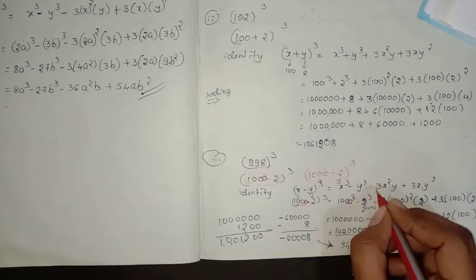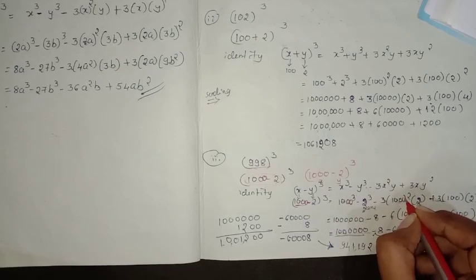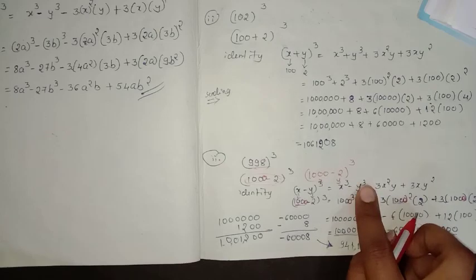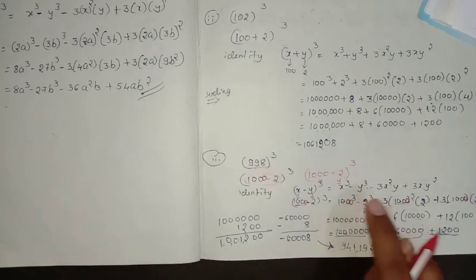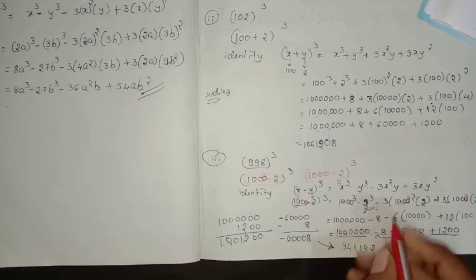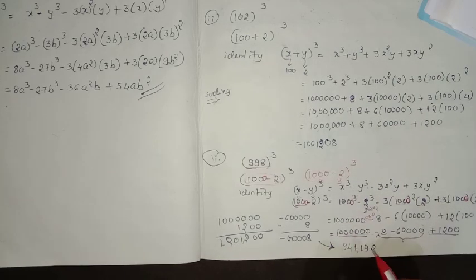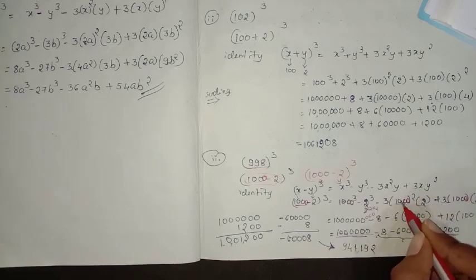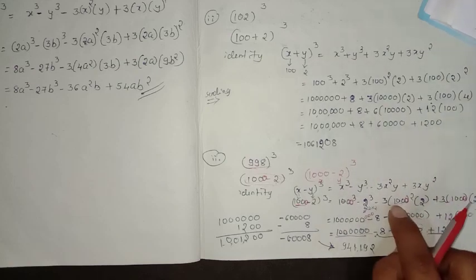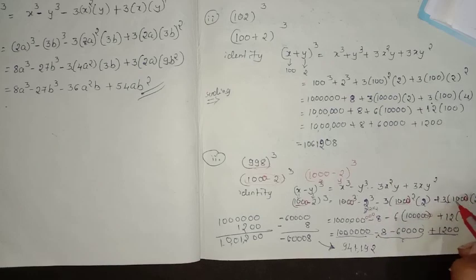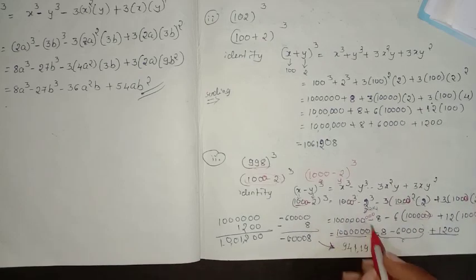So 1000 cube, 2 cube is as it is, then 3 into x value, that is 1000, then again 1000 here. So 1000 cube means 3 zeros, 3 times you have to write. Even here it is square. If there are 2 zeros, you write them 2 times. If there are 3 zeros, write 3 zeros once, 3 zeros a second time. And again here it is 1000. So you have to multiply and write. All the numbers will get increased here.